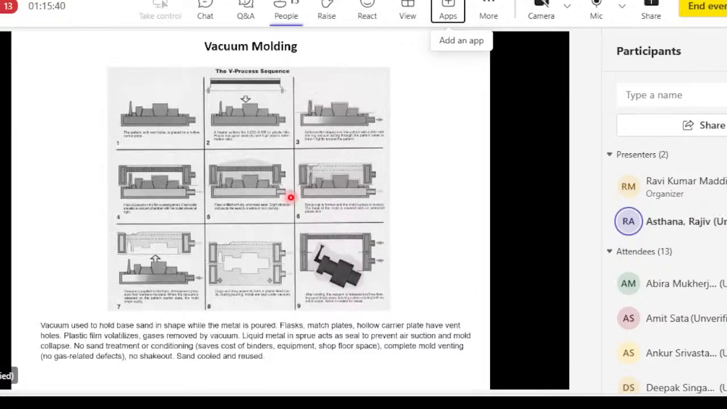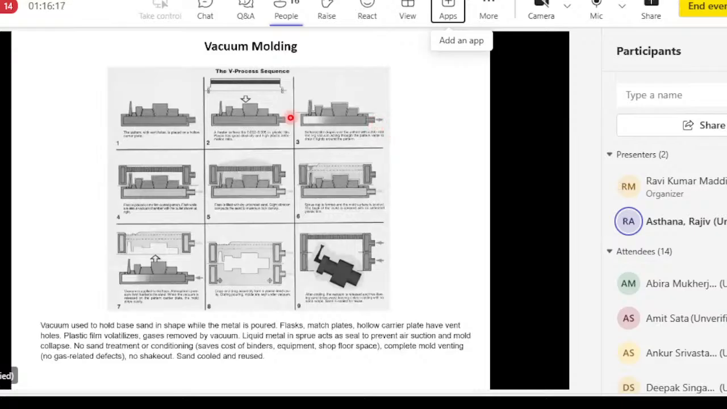Another process is the vacuum molding process or the V process. Here we use a match plate with vent holes in it, and that match plate is placed over a plate that is hollow, and you can pull a vacuum through that. So in the next step, we put a plastic film, like a Teflon film, warm it a little bit so it becomes flexible, and then drape the pattern with the flexible Teflon film.